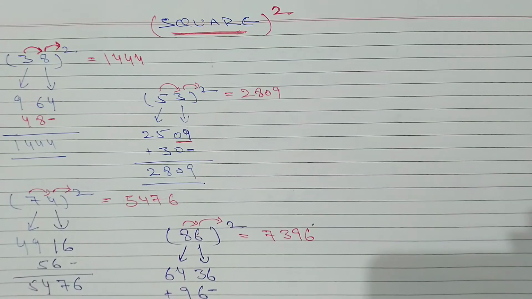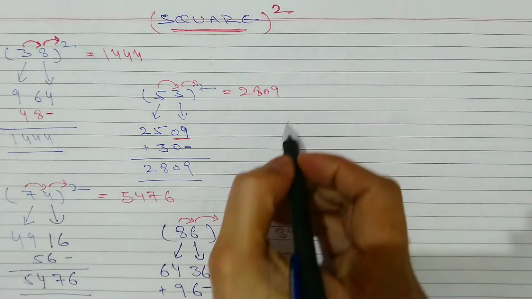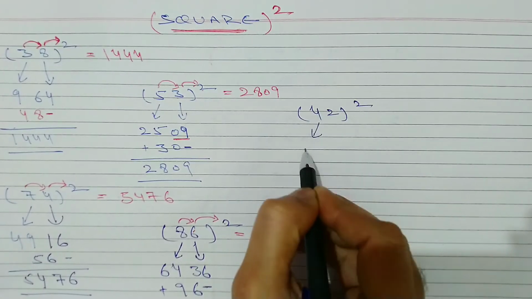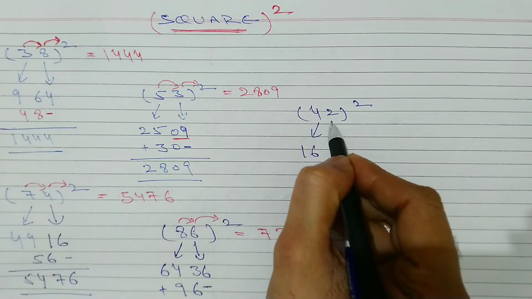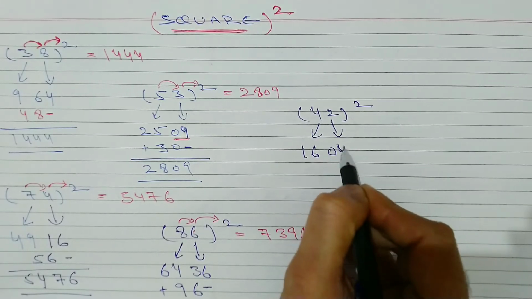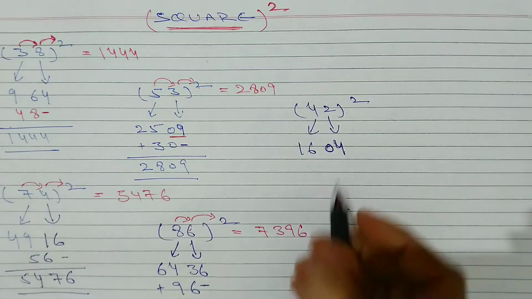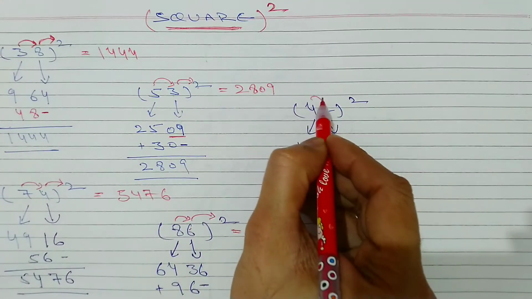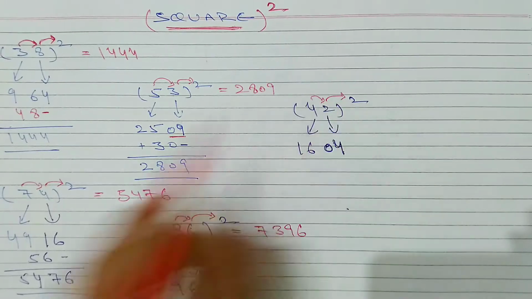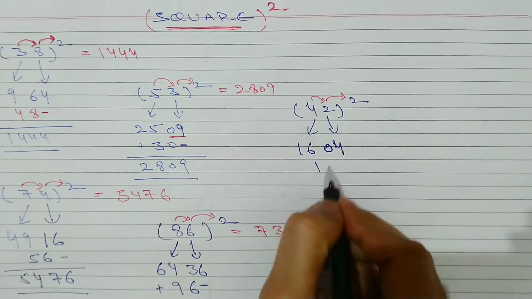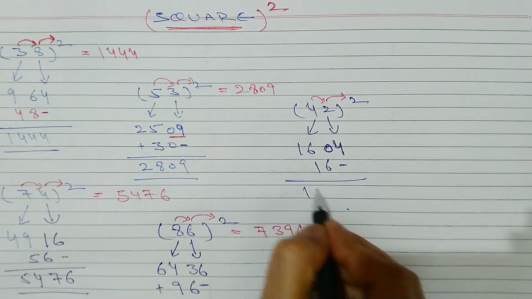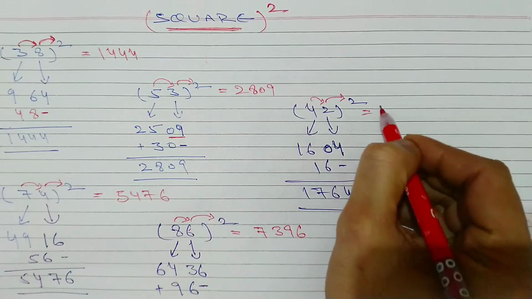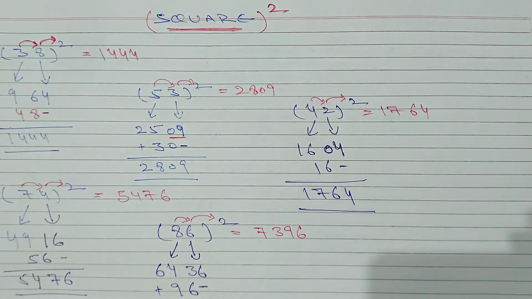One more example. Last example for double digit. Find the square of 42. The square of 4 is 16. The square of 2 is 04. Always write double digit. Now 4 into 2, 8. 8 into 2, 16. So add 16 over here. We get 1764. So the square of 42 is 1764.